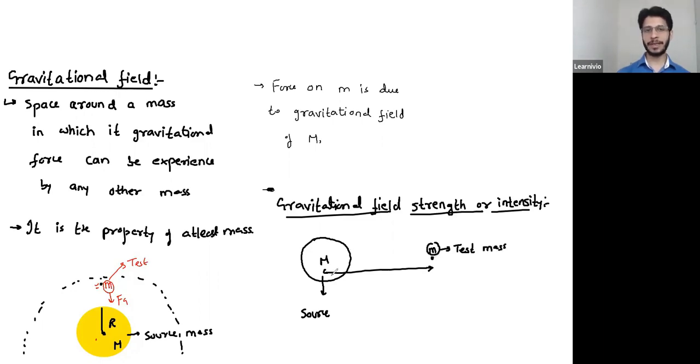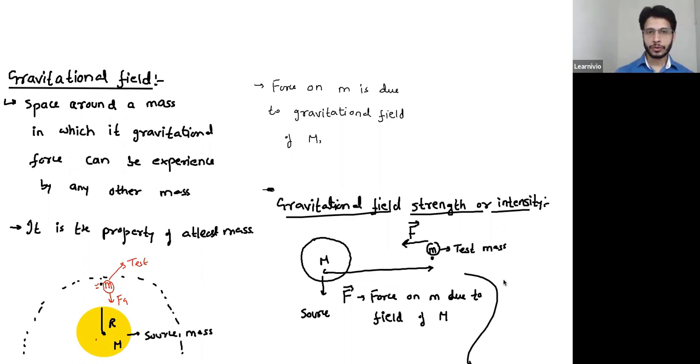If this test mass is placed in the field of capital M, then this test mass will definitely experience some force. So here F is the force on small m due to the field of capital M. So the gravitational field intensity that we represent by I is the ratio of the force experienced by small m divided by the magnitude of small m. This is the definition of gravitational field intensity.